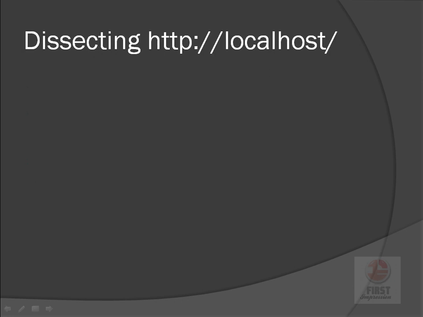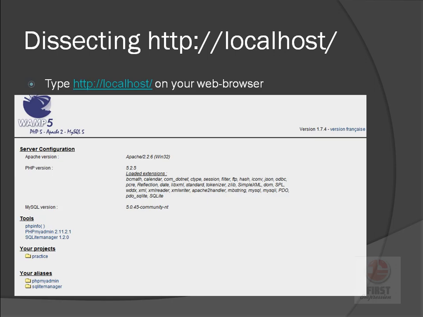As soon as you type http://localhost, you will get the following page on your web browser. There are some things to note over here. First, the WAMP version that you're using is WAMP 5, which contains PHP 5, MySQL 5, and Apache server version 2. So the Apache version is 2.2.6, the PHP version is 5.2.5, and the MySQL version is 5.0.45. In the DVDs you might have got a new version, but the numbers will be similar. That is, we'll be using WAMP 5, which contains PHP 5, Apache 2 and MySQL 5.